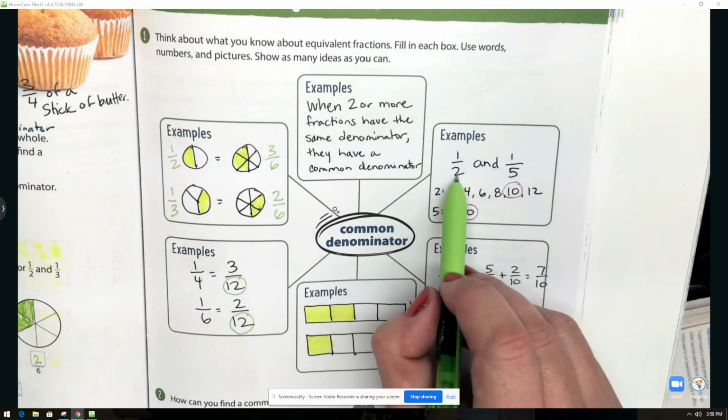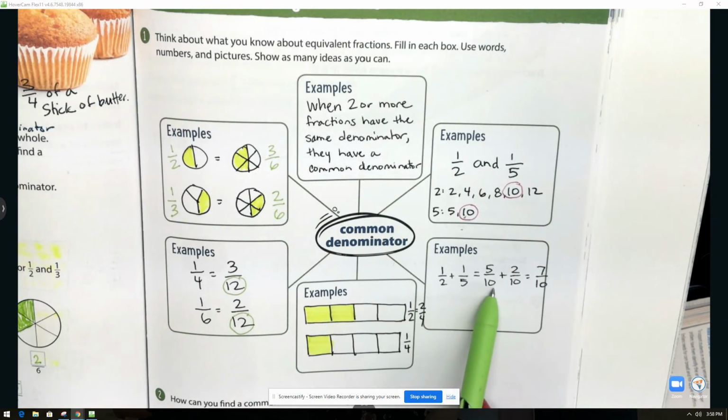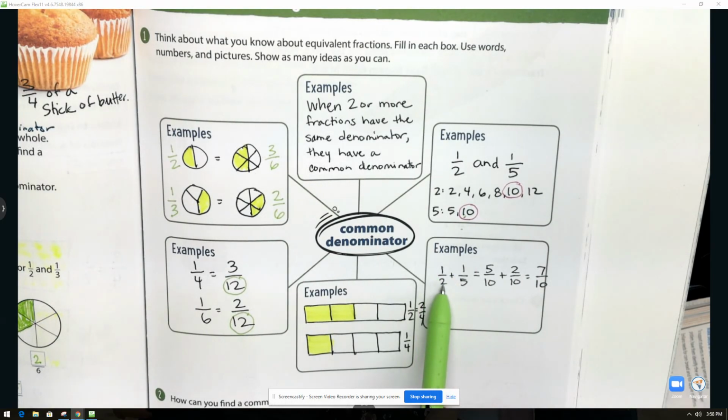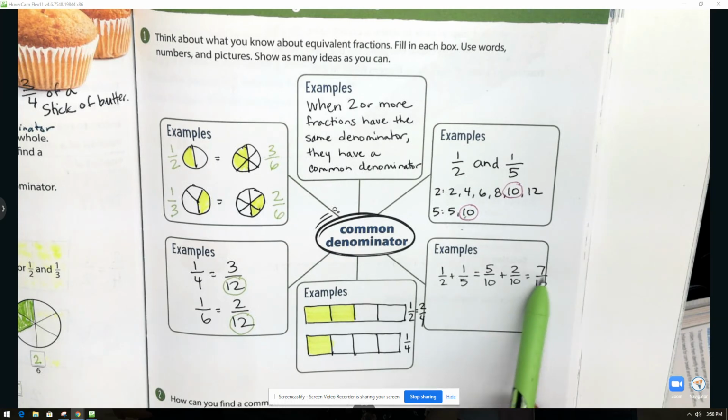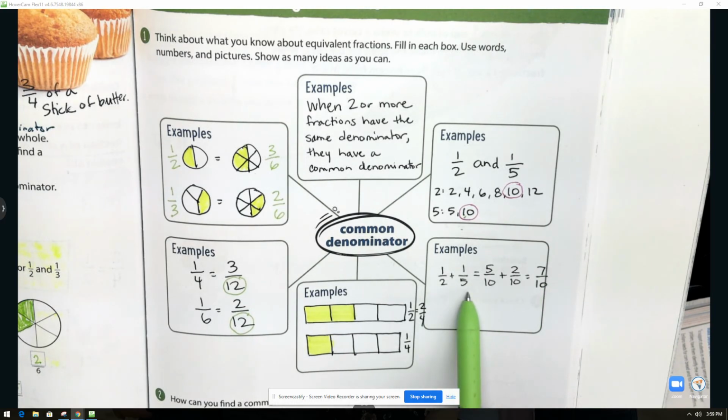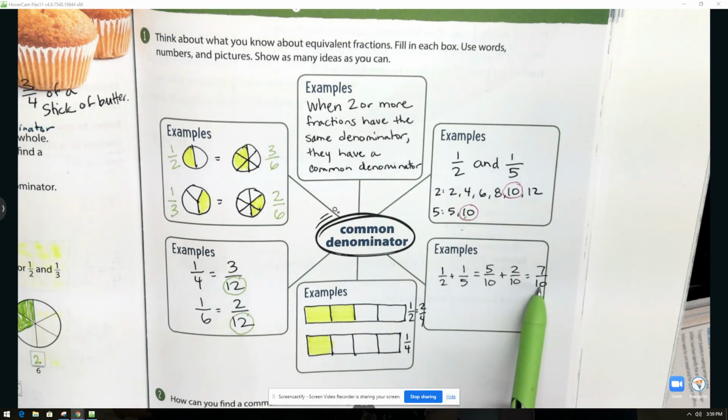So now we can make both of these denominators 10. So 1/2 is equivalent to 5/10 because 5 is half of 10. And then we're going to add to that 2/10 because 2/10 is equivalent to 1/5. Finally, because our denominators are now the same, we can keep the denominator the same and we can add the two numerators to get the new numerator. So 1/2 plus 1/5 after we make equivalent fractions equals 7/10.